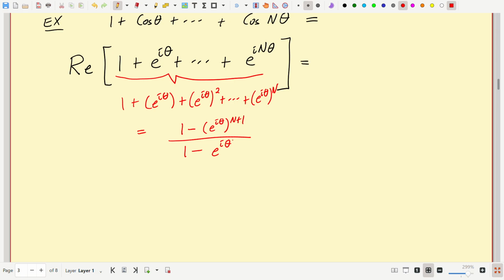And you look at that for a little bit and realize, let's see, I kind of wish that thing on the bottom was a real number. Then it'd be very easy to figure out a formula for that. And you realize, oh, it kind of looks like a sine theta. So in fact, I'm going to multiply the top and the bottom by minus e to the i theta over 2.